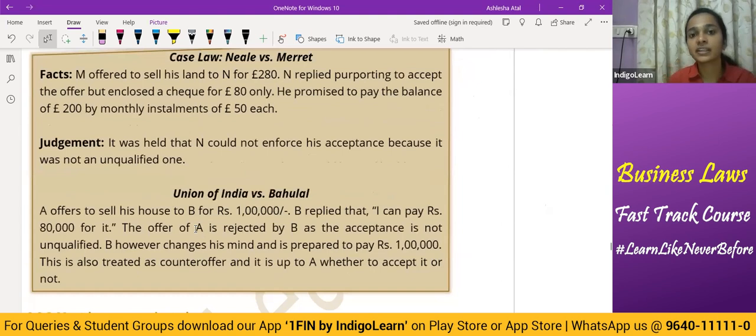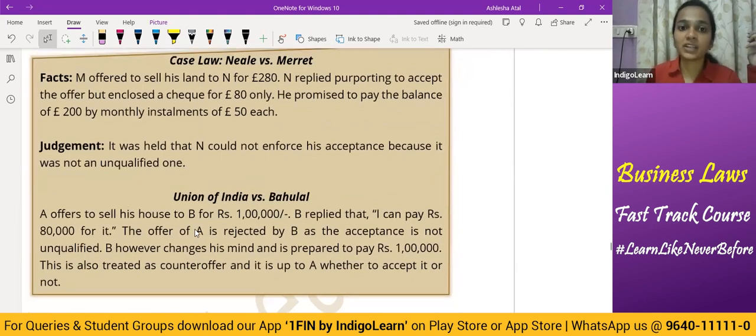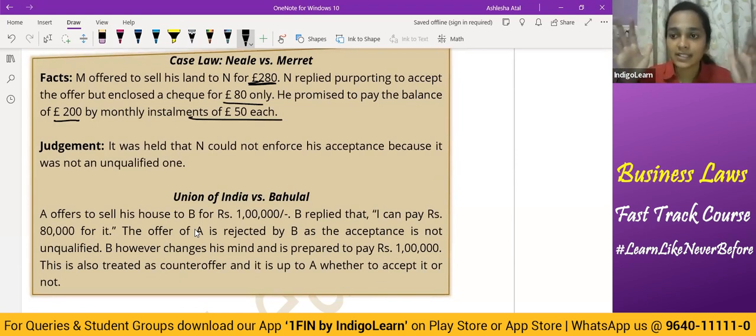So there's this case law, Neale versus Merritt, wherein M offered to sell land for 280 pounds. However, N replied to accept the offer, but he gave a check of only 80 pounds, and he promised to pay the balance 200 by monthly installments of 50 pounds each. So here, there was a clear offer: I want to sell my land for 280 pounds. If you want to purchase it, you can accept it. There was nothing mentioned about payment in installments or any other thing.